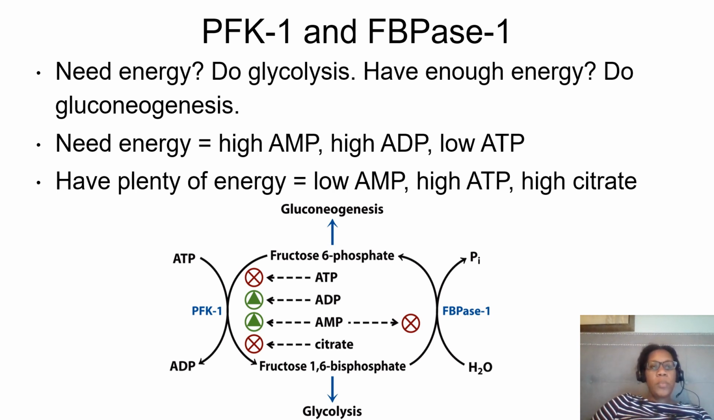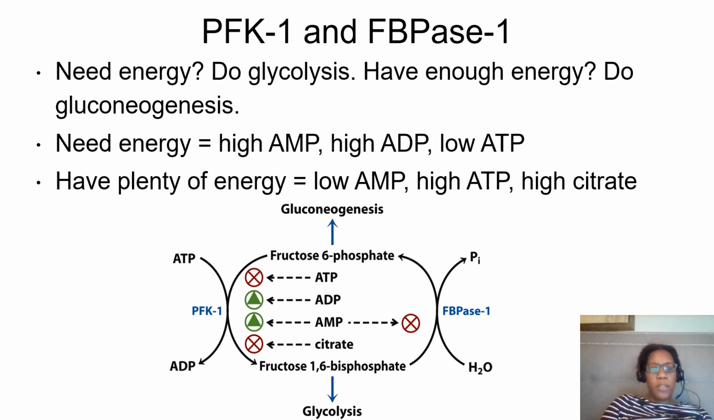So when you need energy, you have high concentrations of AMP, high concentrations of ADP, but low concentrations of energy, ATP. If you have plenty of energy, you'll have low concentrations of AMP, high concentrations of ATP, as well as high concentrations of citrate, which will appear in other pathways, such as the citric acid cycle.